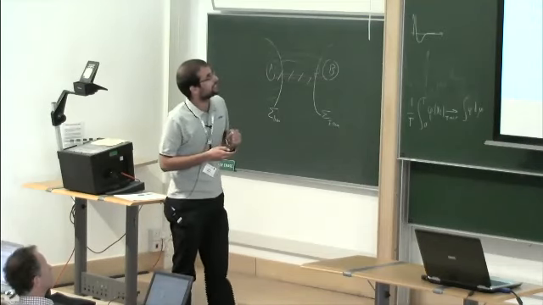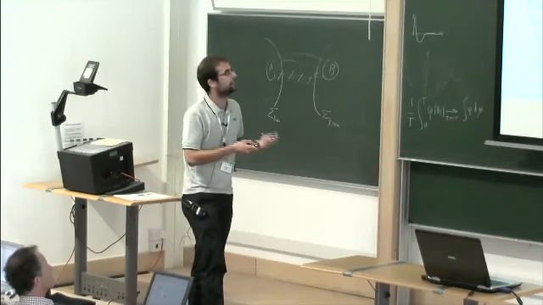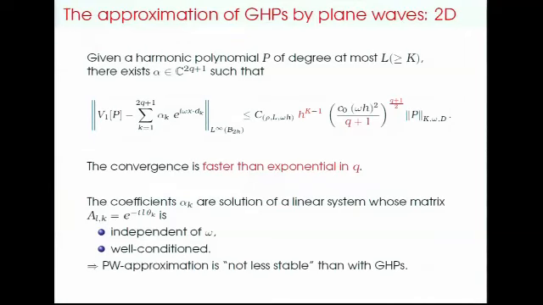But there is another interesting thing we can see from this procedure: the coefficients of the approximating linear combination of plane waves are given by the solution of a linear system whose matrix is independent of the wave number and is well conditioned. In the case when the directions are equispaced, the condition number of this matrix is 1. If they are not equispaced, it's not huge.